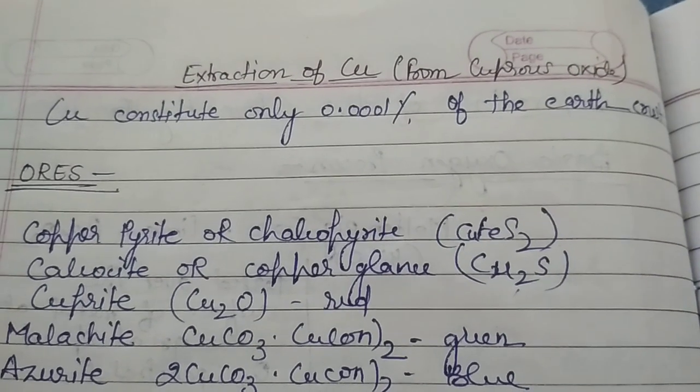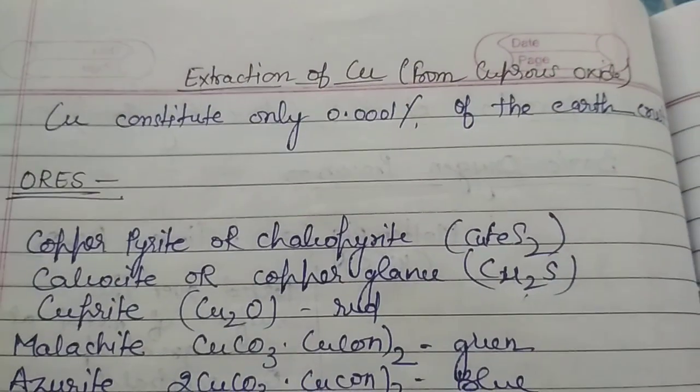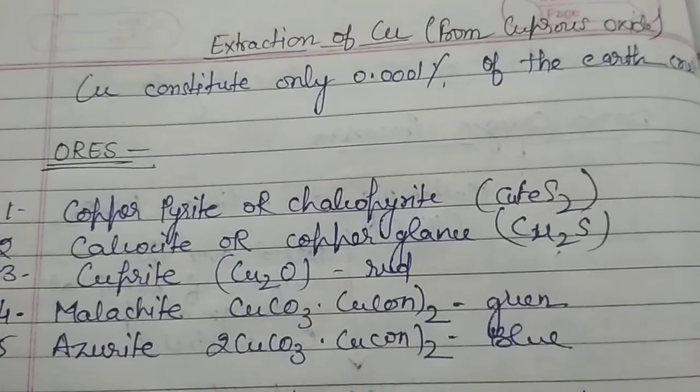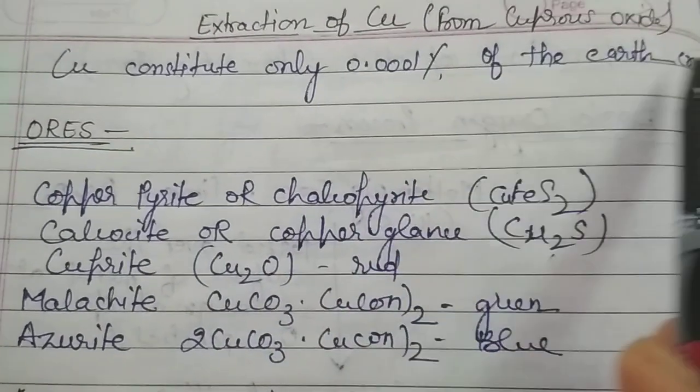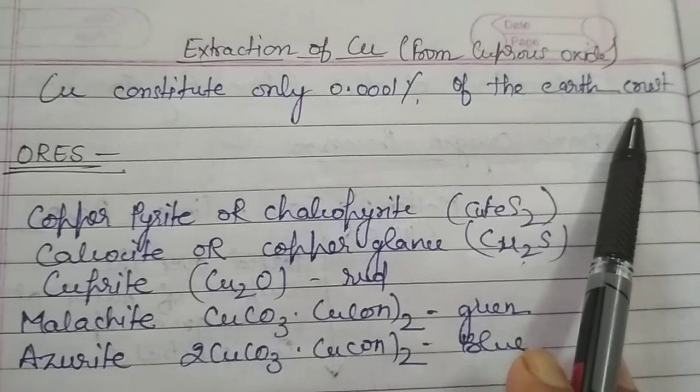Good morning, dear students. Today we will discuss the metallurgy of copper, or the extraction of copper from its oxide as well as its sulfide ores. As we know, copper constitutes only 0.0001% of the earth's crust, and it is found in nature in the native as well as in combined form.